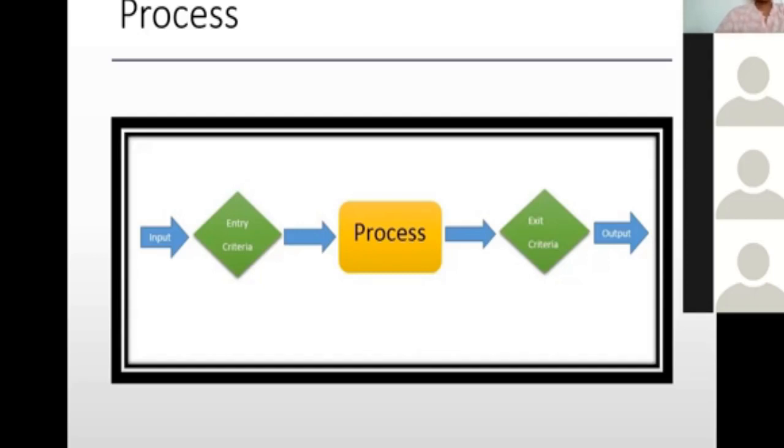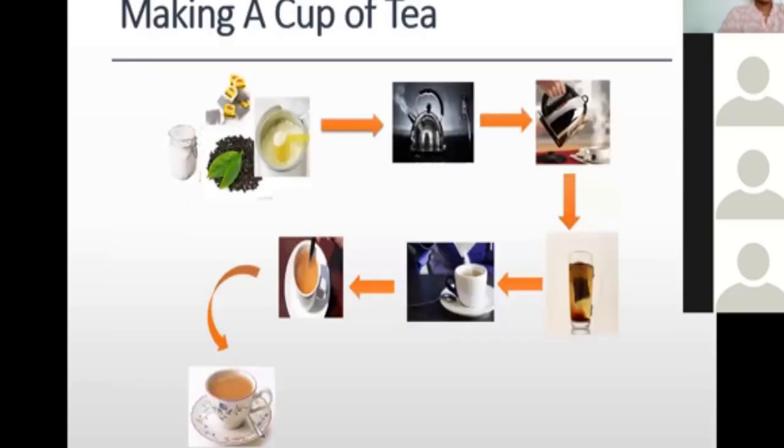Then we can use it in the process, and before delivering it as output, we check the exit criteria: whether this tea is of quality, whether the sugar is enough, the milk powder is enough, or whether it's boiled enough. Likewise, we can check the exit criteria. So the software also has a process, right?